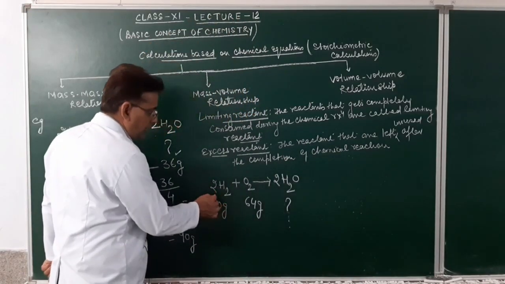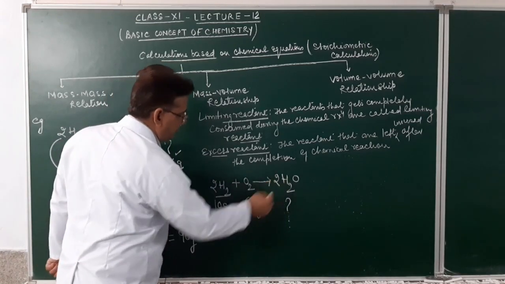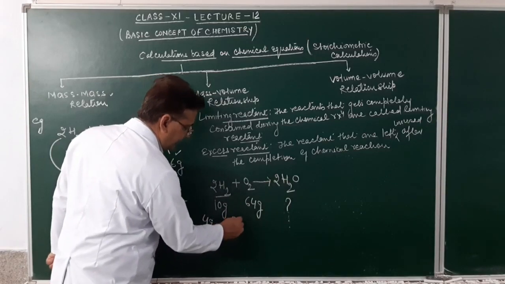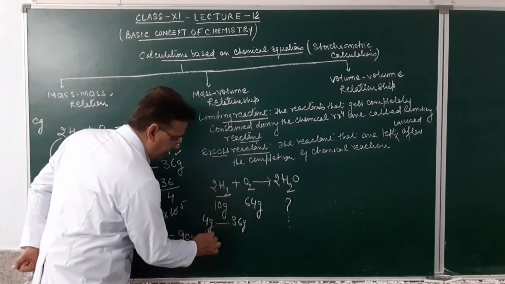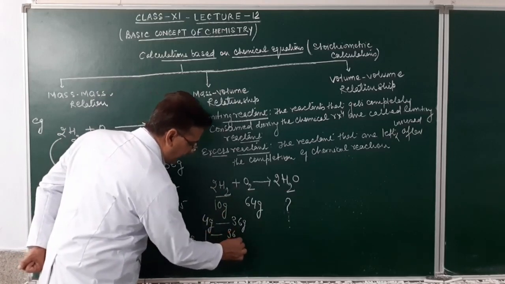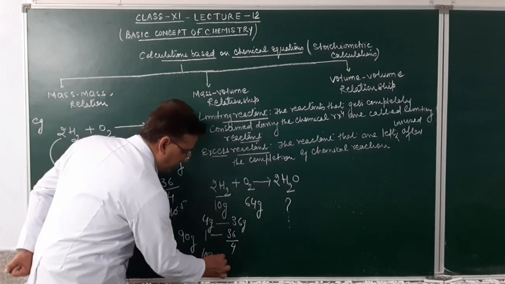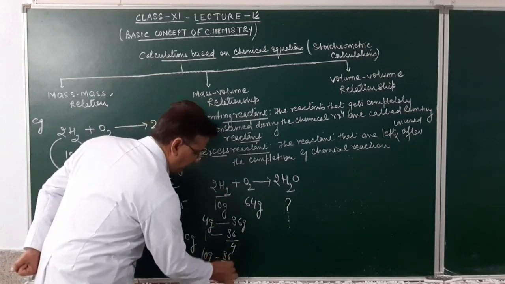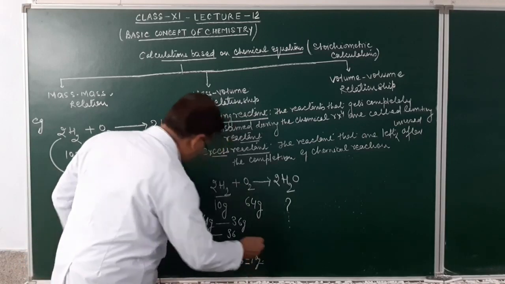In this case, the mass of hydrogen is 4 gram. From 4 gram of hydrogen, what mass of water is formed? This will be 36 gram. Am I clear? If I take the mass as 1 gram, it will be 36 divided by 4. And if I take the mass as 10 gram, this will be 36 divided by 4 multiplied by 10. And this will come to be equal to 90 gram, as we did over here.